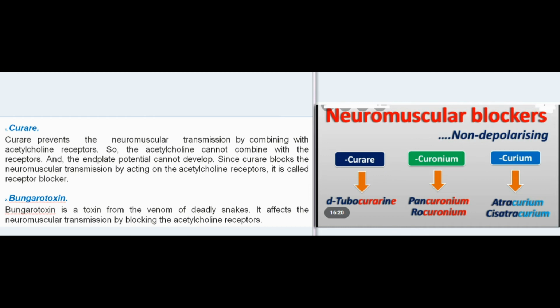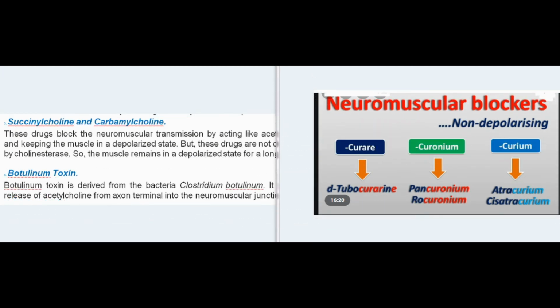Bungarotoxin. Bungarotoxin is a toxin from the venom of deadly snakes. It affects the neuromuscular transmission by blocking the acetylcholine receptors. Succinylcholine and carbamylcholine. These drugs block the neuromuscular transmission by acting like acetylcholine and keeping the muscle in a depolarized state. But these drugs are not destroyed by cholinesterase. So, the muscle remains in a depolarized state for a long time.